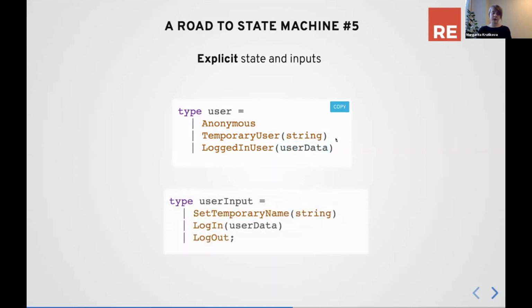And let's look at our inputs. They are also going to be explicit, and it's also a perfect case for a variant or discriminated union, where we can also attach some data. When we want to set temporary username, we want to pass that name together. When we want to log in, we have user data, log out, it's not going to have anything.